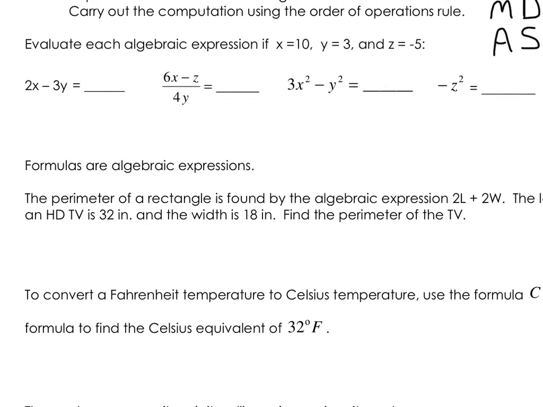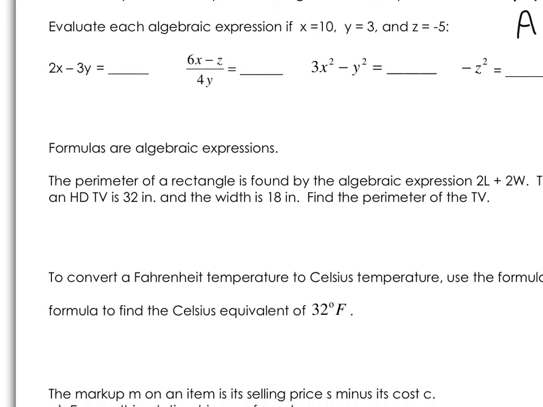So let's evaluate each algebraic expression if x is 10, y is 3, and z is negative 5. So x is 10 and y is 3. First we multiply, then we subtract, and we get 11.